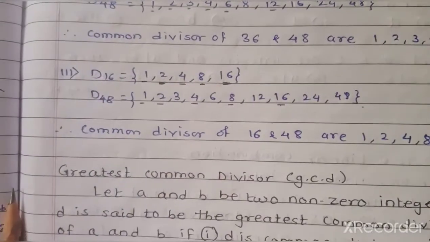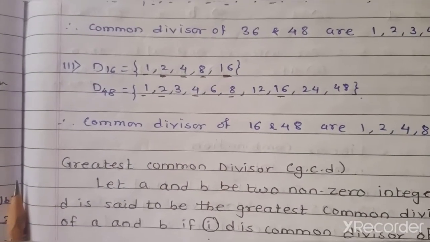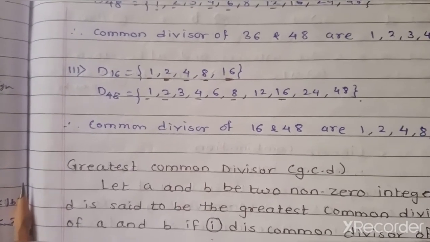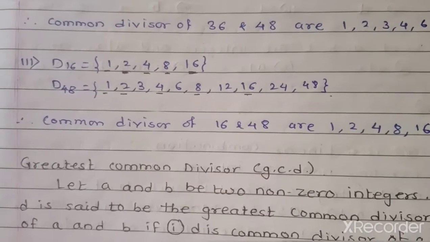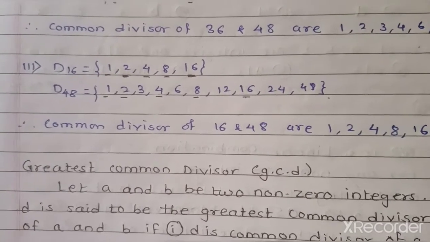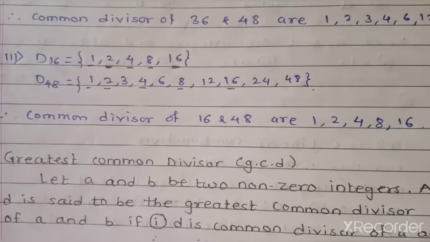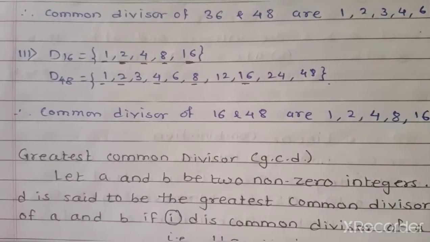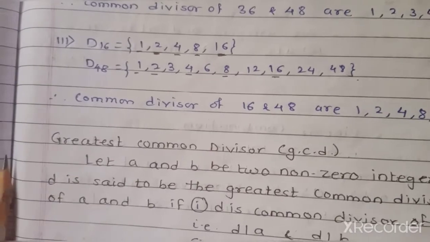Next one, a similar procedure we have to follow for the divisors of 16 and 48. Check among these two sets how many common elements occur there, and write down those elements, which are represented as the common divisors of 16 and 48.